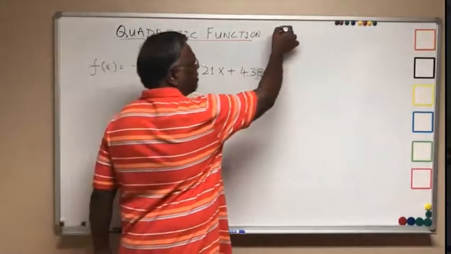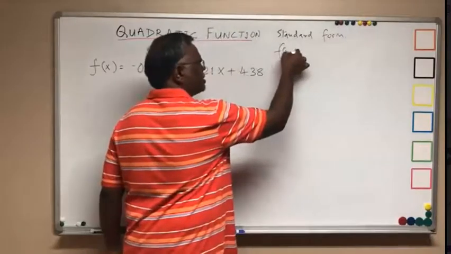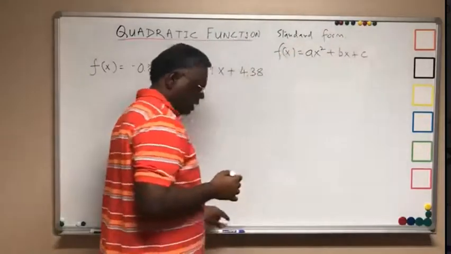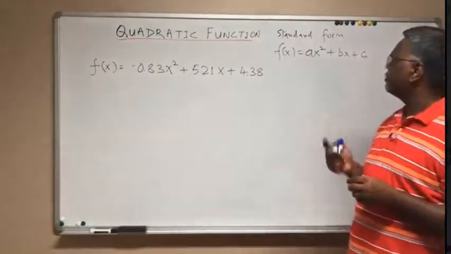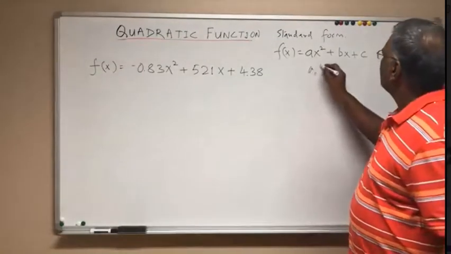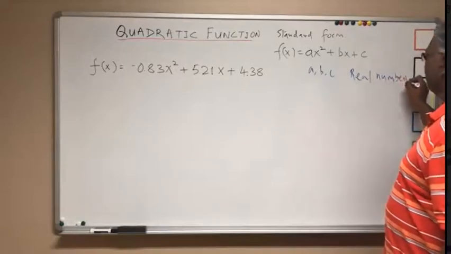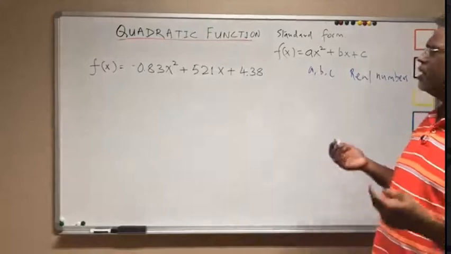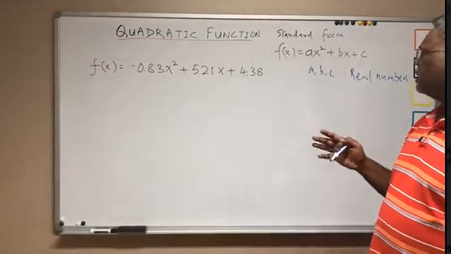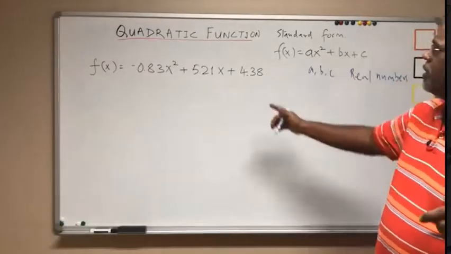What is the standard form of a quadratic function? It is f of x is equal to ax square plus bx plus c, right? Ax square plus bx plus c is the standard form of a quadratic function, where this a, b and c are real numbers. That is, they're constant values. It can be anything like 5, 7, 12, anything. And in this case, I have some decimal numbers. I'll show and tell you what is a. So this is the standard form, ax square plus bx plus c of a quadratic function.